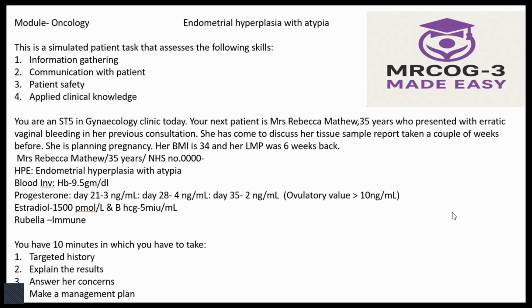So, now, examination. If suppose we need to do the examination because she is having erratic bleeding, we need to know because examination findings are not given here. So, in the presence of chaperone, can I examine you in the presence of chaperone? I would like to check you. We have to tell them why we are doing the examination.